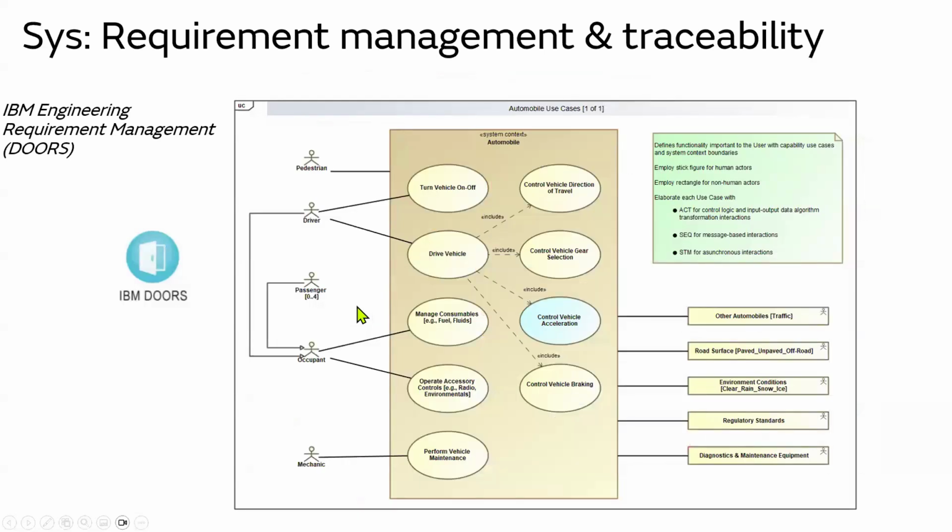Within those, you can also define use case diagrams. So for example, in a use case diagram, you could ask, okay, who are the actors? You could have a driver as your actor, but which system does the driver interact with? You could say that the driver is interacting with the control of the vehicle direction, or the gear selection. The driver could interact with the vehicle acceleration.